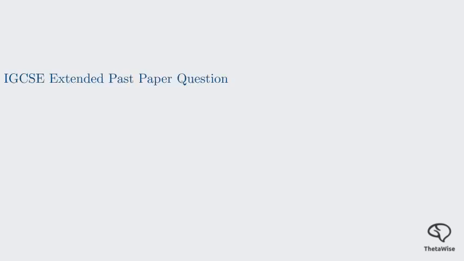To wrap up, let's look at a typical IGCSE extended past paper style question that combines these skills. Show that the square root of 50 plus the square root of 18, all divided by the square root of 8, simplifies to an integer. This question asks us to simplify a complex fraction. It might look intimidating, but we just apply our steps one by one.